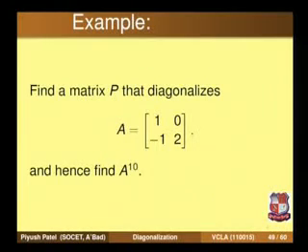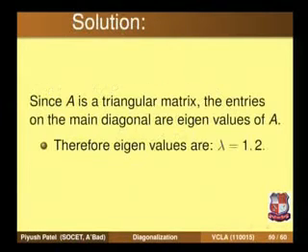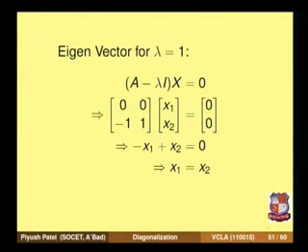So let us see an example quickly. This matrix is given, and we want to diagonalize it and hence find A to the power 10. The matrix given is a lower triangular matrix, so the eigenvalues are just the diagonal entries, so we have a total of 2 eigenvalues, 1 and 2. Now for these eigenvalues 1 and 2, we will find the eigenvectors.